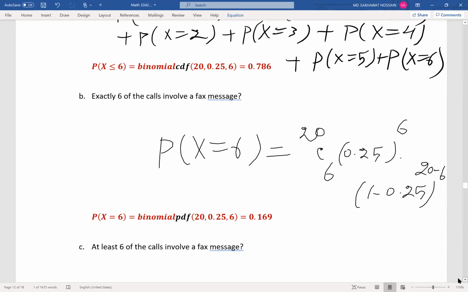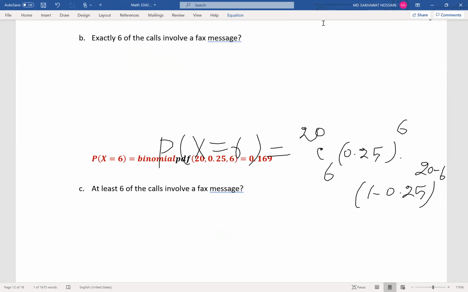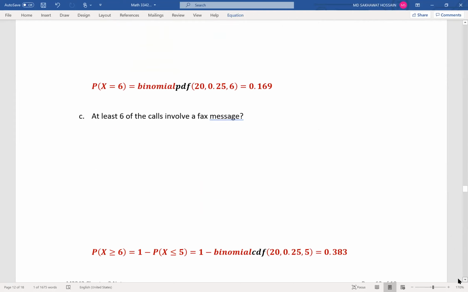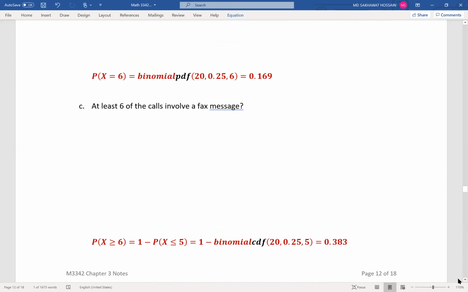The next one is, we are finding the probability that at least 6 of the calls involve a fax message. So what does it mean by at least 6? At least 6 means the probability of X, where the minimum number of X could be 6. So that means the probability of X greater than or equal to 6.